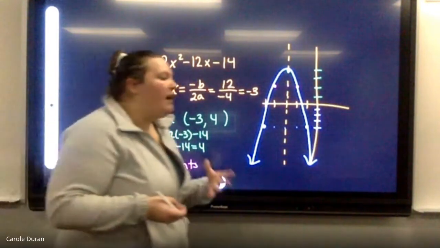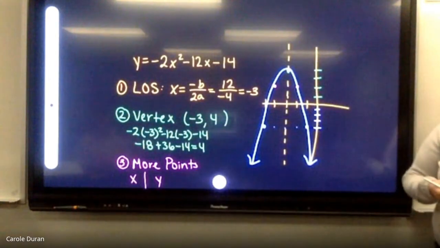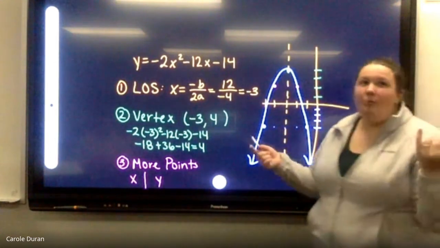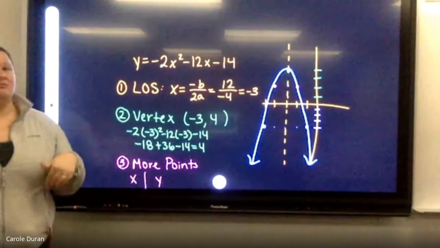Okay, so it's a good self-check. It's also a wonderful test question, like, hey, how, without graphing, identify the direction of opening for this parabola? That just means it's opening up like a cup or down like a frown.